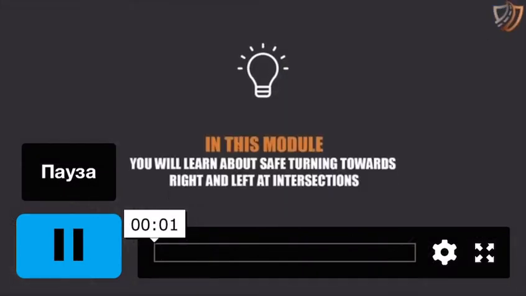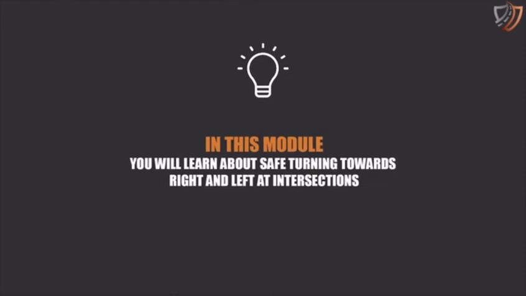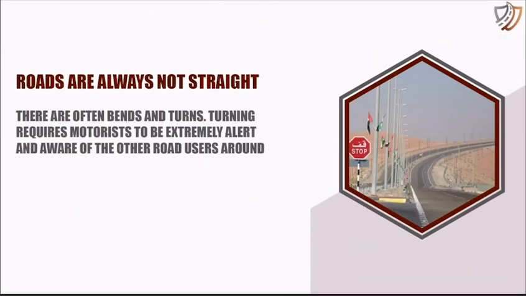In this module, you will learn about safe turning towards right and left at intersections. Roads are not always straight. There are often bends and turns. Turning requires motorists to be extremely alert and aware of the other road users around.